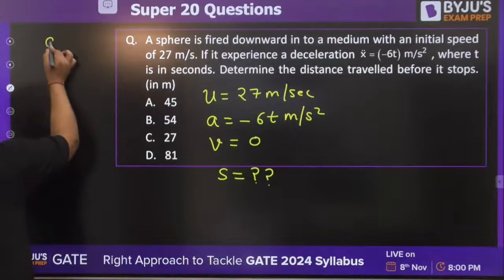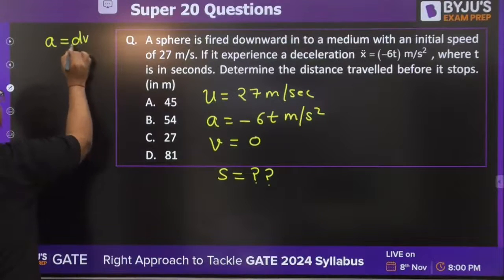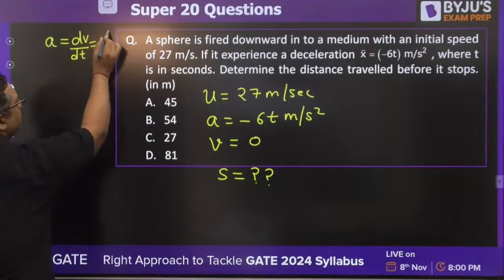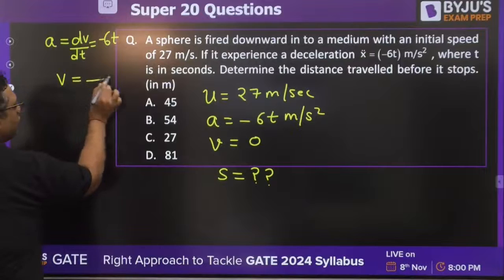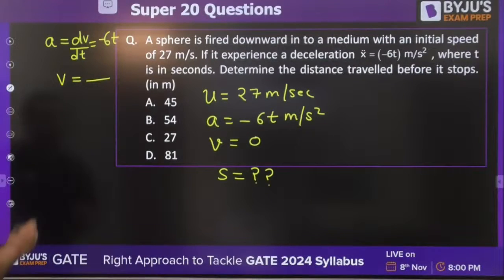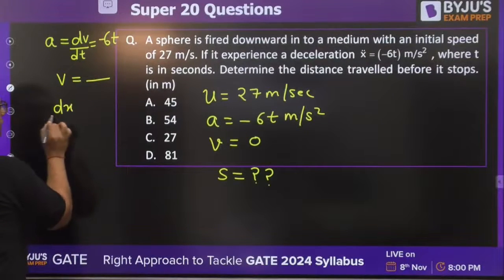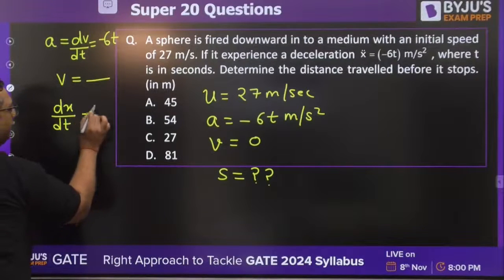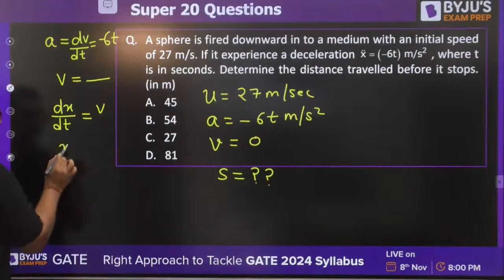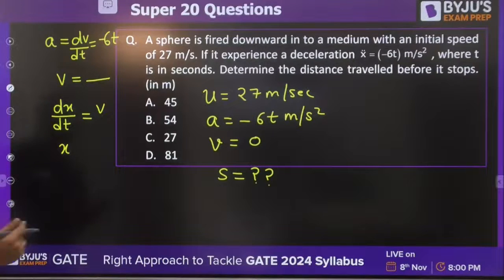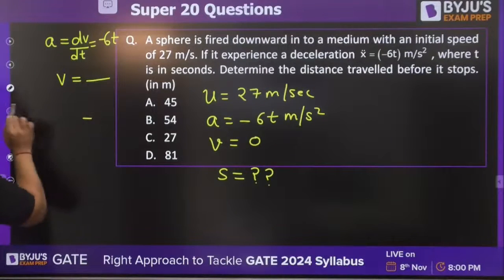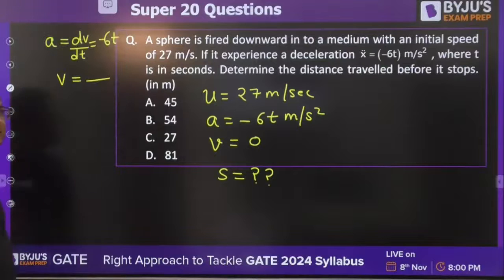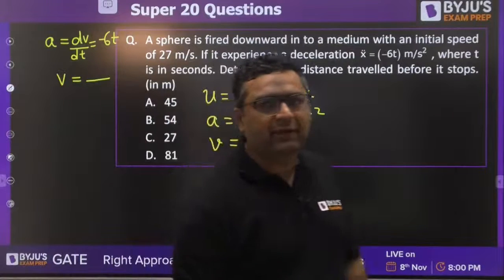First of all, acceleration is given as dv by dt and that is given as minus 60. From here you can find out the expression for velocity. Then dx by dt is velocity. So using this you can get the expression for x and then you can see how the velocity is varying. So first of all, just do the first step, then I will tell you how to move further. Try this, then I will help you.